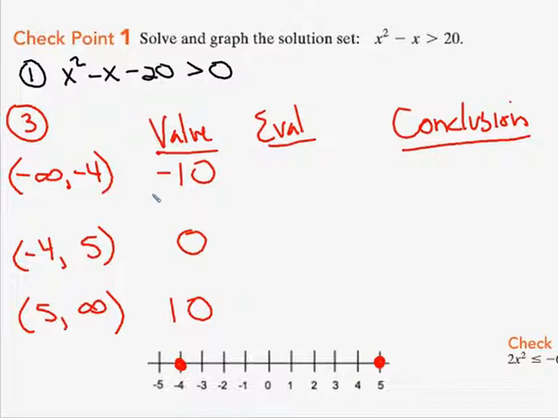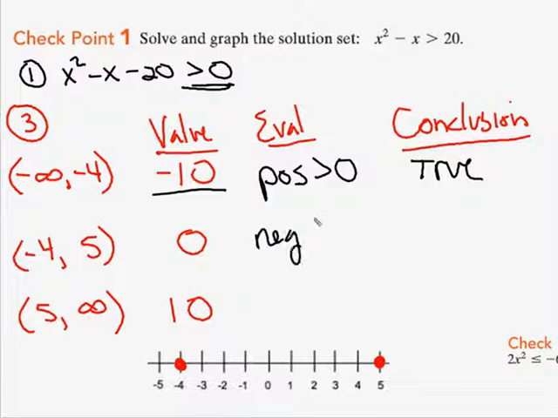So plug in the negative 10. Negative 10 squared is 100, minus a negative 10 takes us to 110, minus 20 is positive 90, so we have a positive answer. Is that greater than 0? Of course, true. So we will color in that part of the graph. Plug in 0. 0 squared minus 0 is 0, minus 20 is negative 20. Is a negative 20 greater than 0? No, false. So we will not color in that part of the graph.